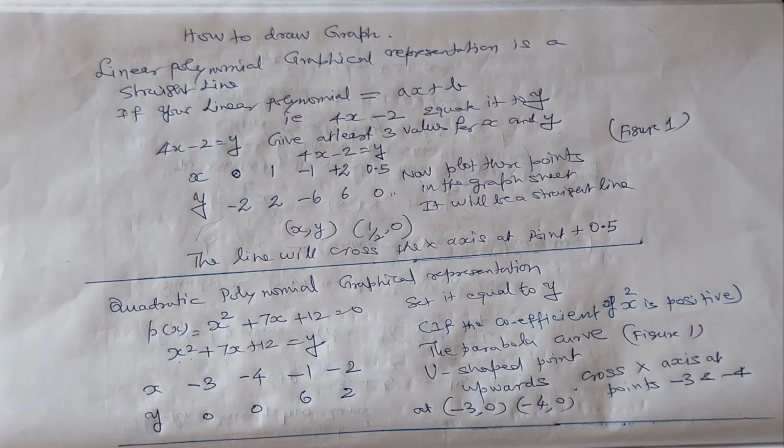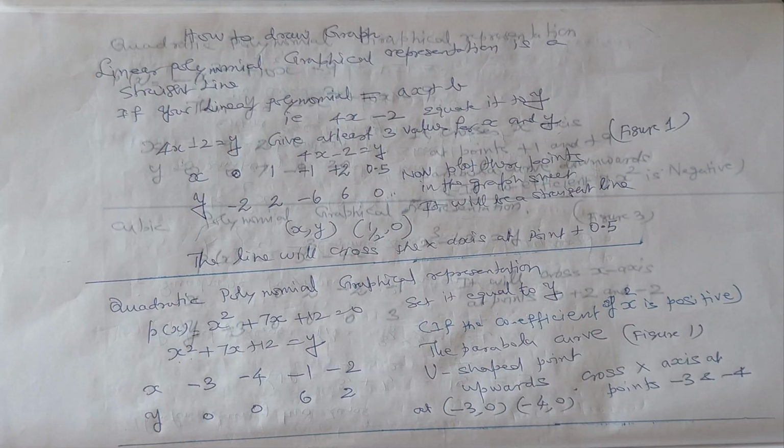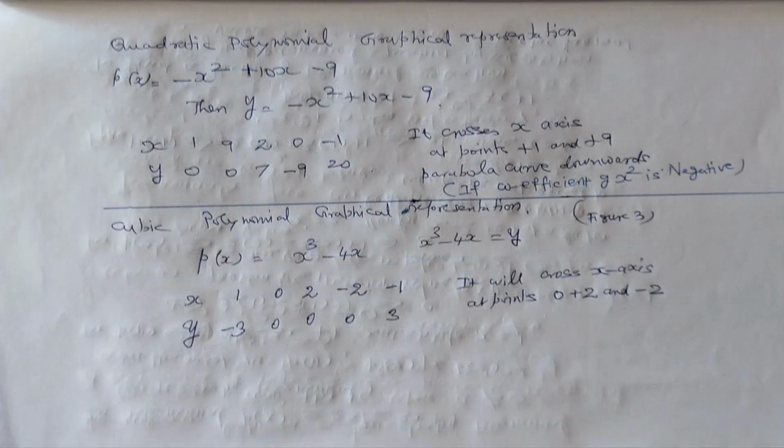Therefore, where the y coordinate is zero, that is where the parabola crosses the x-axis. The parabola crosses the x-axis at the x values minus 3 and minus 4.